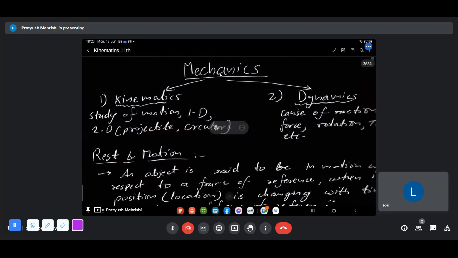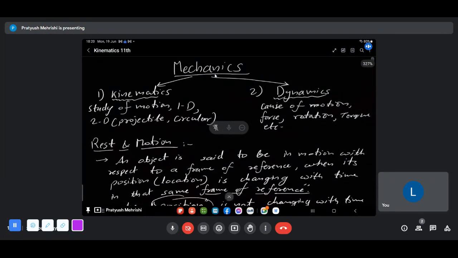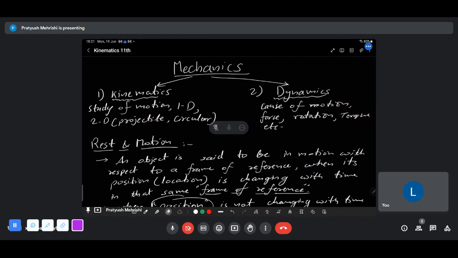Okay then. See here, mechanics is of two parts, kinematics and dynamics. Kinematics is nothing but a study of motion in one dimension and two dimension. Wherever any object is moving, a car or a spaceship, a space shuttle, an airplane, a train, a bus, anything which can move, the study of its motion is called kinematics. And the study of the cause of that motion is called dynamics.